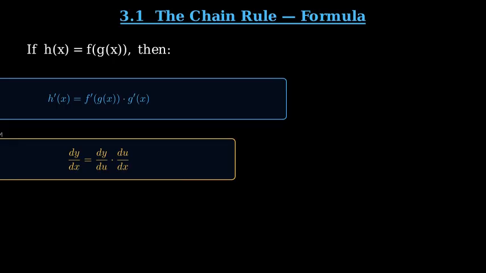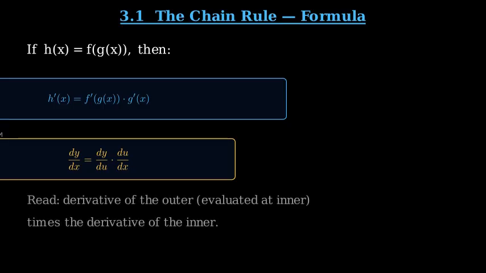Chain rule examples. Example 1. Find the derivative of sine of x squared. The outer function is sine of u, whose derivative is cosine of u. The inner is x squared, whose derivative is 2x. Multiply them together. The answer is cosine of x squared times 2x.